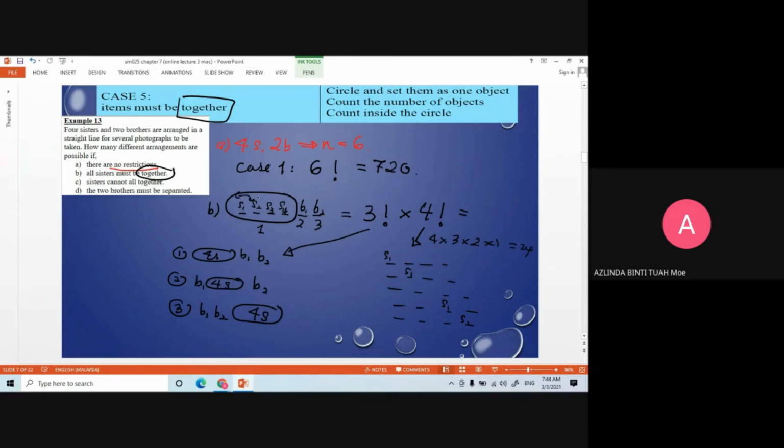Sesama sisters tu boleh bersebelah, boleh duduk di mana-mana. As long as they are together. Tu maksudnya 24 kali. Okay, in total 3 factorial times 4 factorial, jawapan dia berapa? Deborah? 144, Madam. 144.